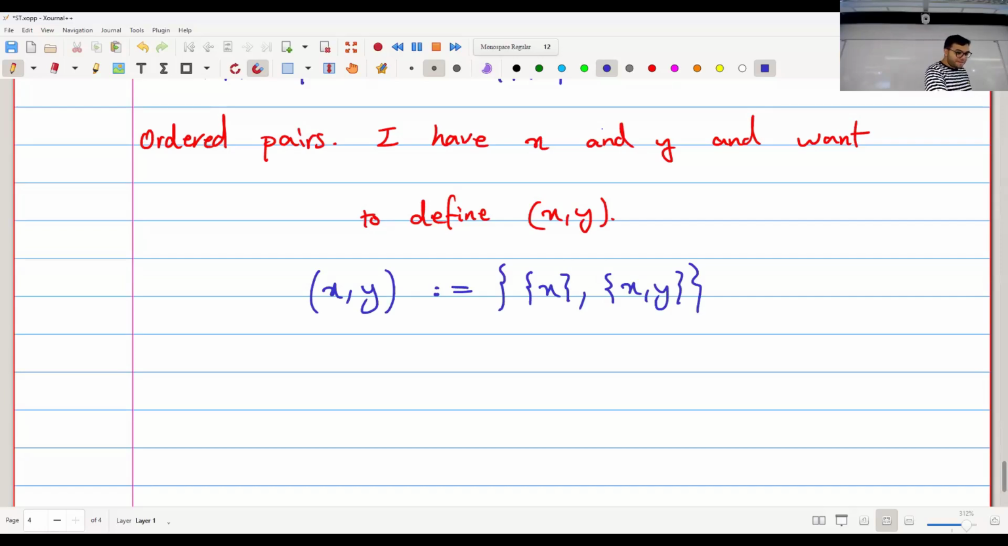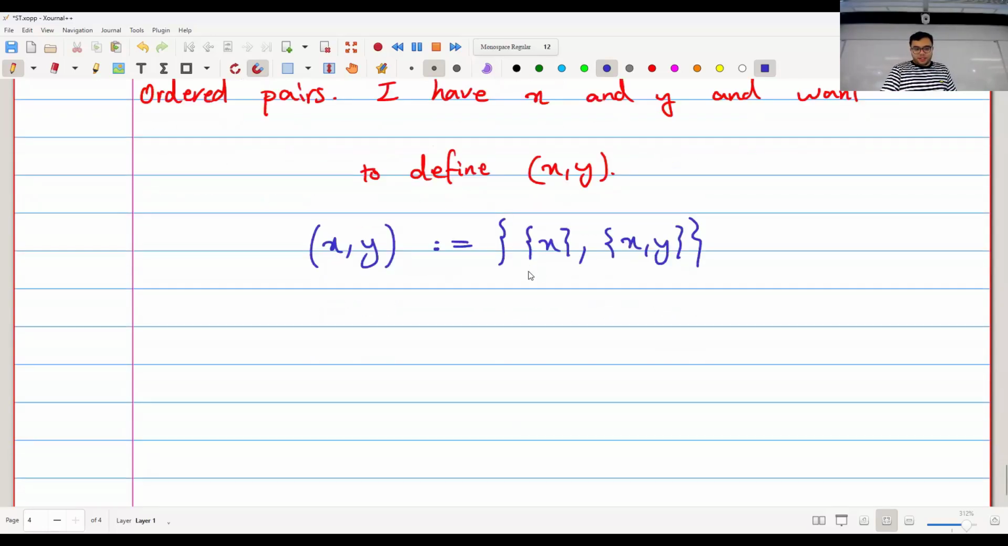Now, first of all, for any x and any y, I can create this pair, right? Because I have x, I can pair x with itself using the axiom, and I can get the set that only has x. And because I have x and y, I can pair them together in an unordered way, and I can get the set that contains x and y, and then I can pair those two sets together. So this exists.